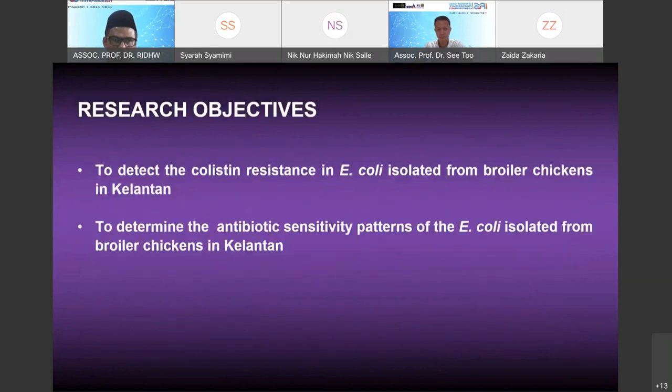The objectives of this project are to detect colistin resistance in E. coli isolated from broiler chickens in Kelantan, and also to determine the antibiotic sensitivity patterns of the E. coli isolated from broiler chickens in Kelantan.